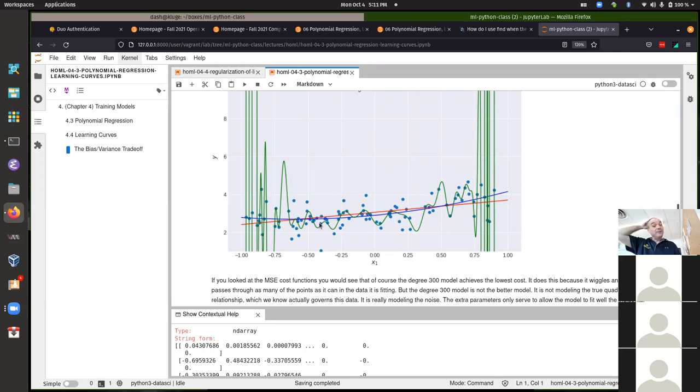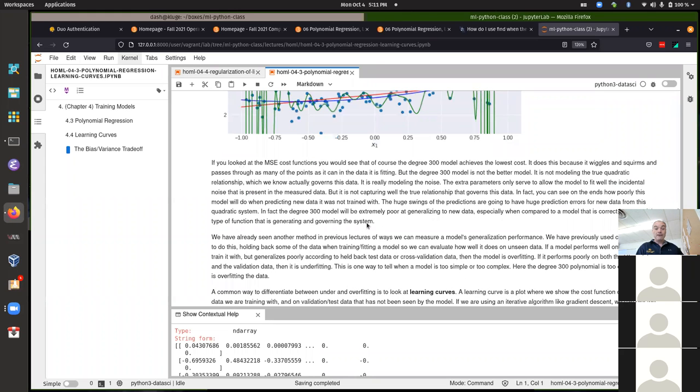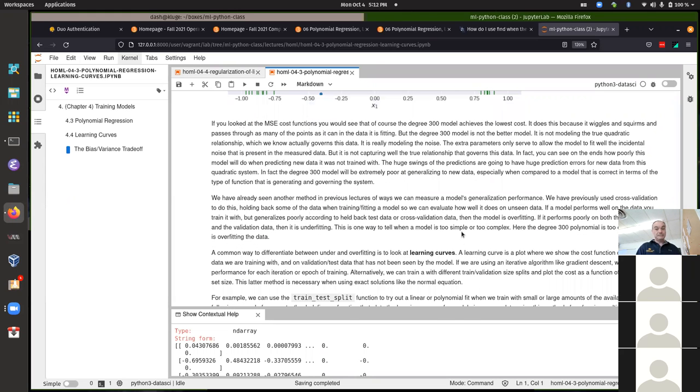So the cost doesn't tell you which model is best. The final mean squared error that you would get from fitting models isn't going to tell you which is the best model, because if you just go by that, the degree 300 model is going to be much better than the other two. It's going to have a much lower final cost here, right? So what we really want to do is be able to measure how well the model generalizes its performance, right?